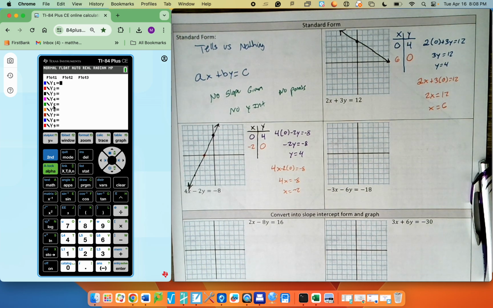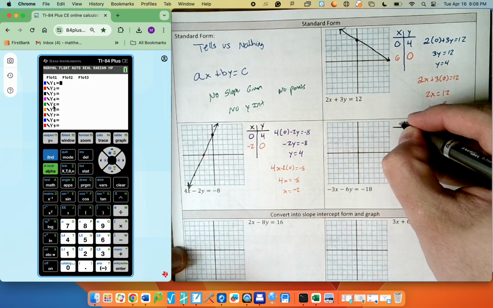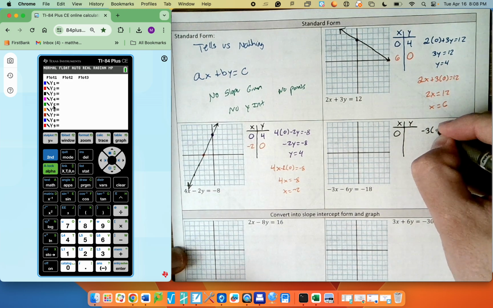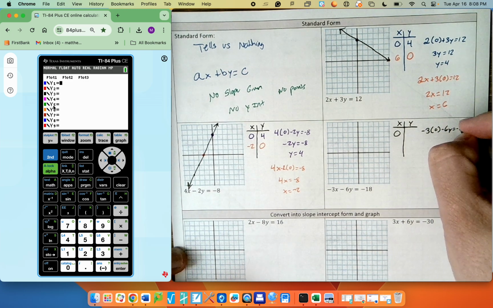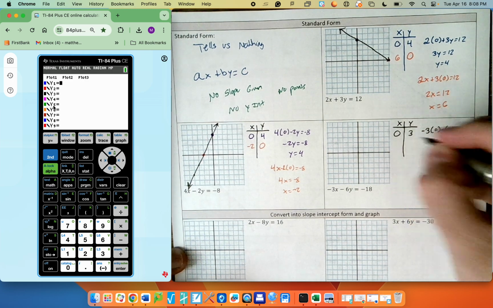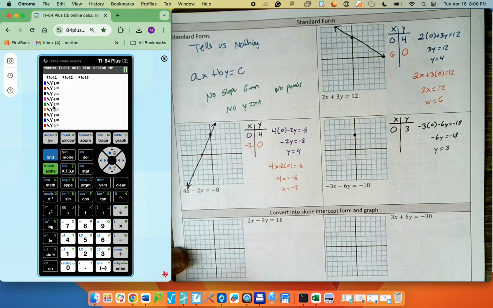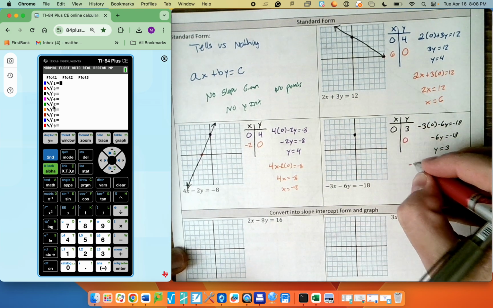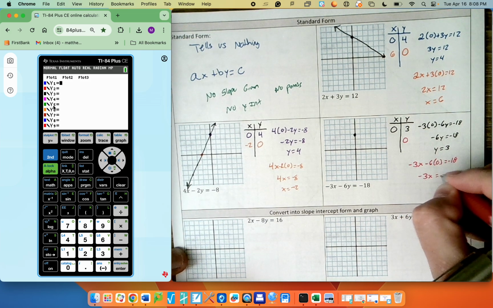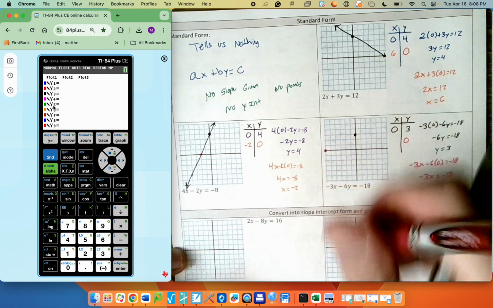All right, last one. Biggest thing when we're using the tiny table technique is just to make sure that we're not leaving out any negatives. Negative 3 times 0 minus 6y equals negative 18. So negative 6y equals negative 18. y is 3. That dot goes there. 0 goes in for y, so I got negative 3x minus 6 times 0 equals negative 18. Negative 3x equals negative 18. x equals negative 6. We're way over here.